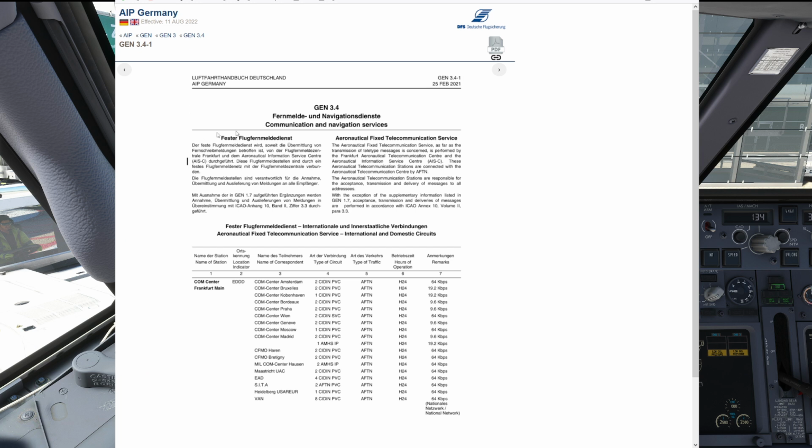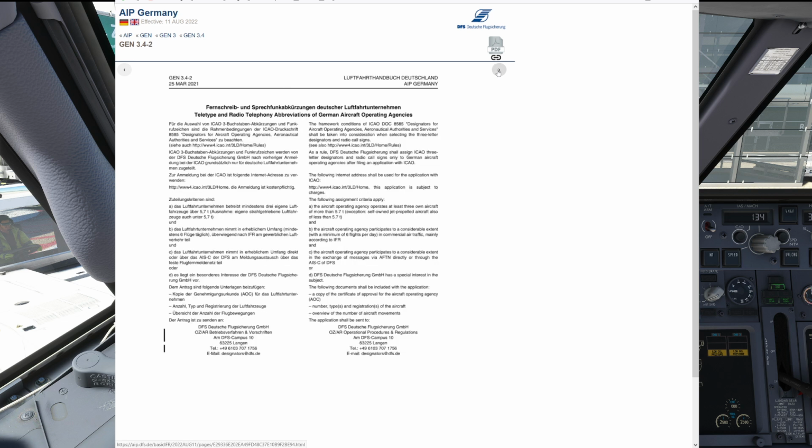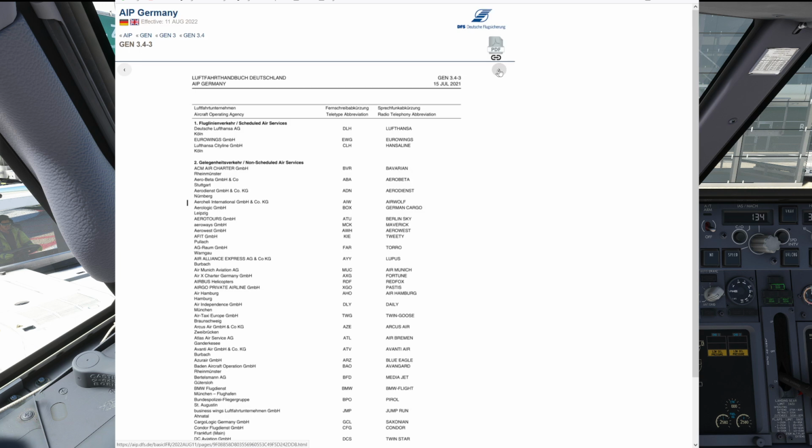Now, the left part is in German language, since this is the German AIP, but the right hand part is always in English language, and in here you are going to find a lot of useful information. Now, you don't need to read all this in order to be able to fly on VATSIM, but there is some basic information provided in here.